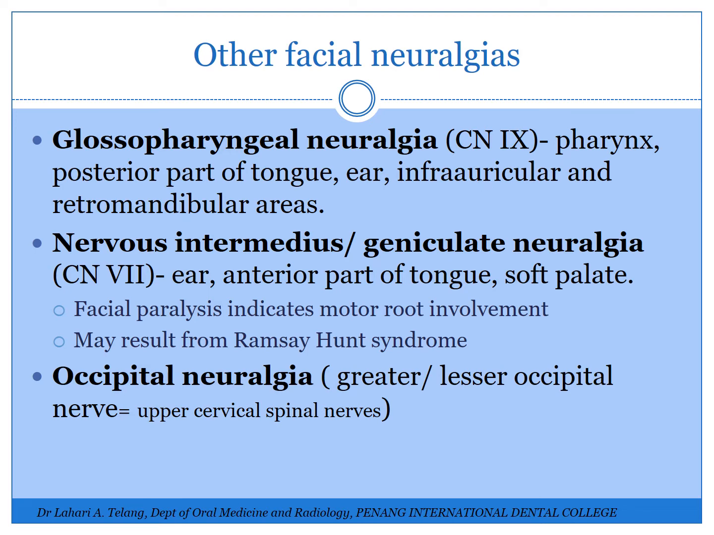Occipital neuralgia is the greater or lesser occipital nerve involvement. Generally, the upper cervical spinal nerves are involved, and all of these facial neuralgias also have trigger zones and typical paroxysmal neuralgic episodes. So the area of distribution is different, and hence they should be considered just as differential diagnoses when a patient is exhibiting symptoms of neuralgia.